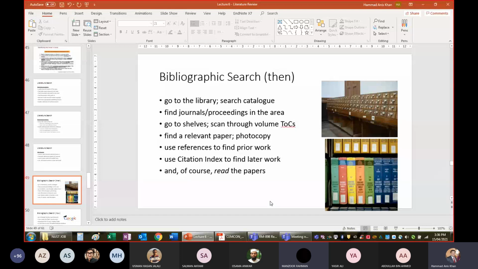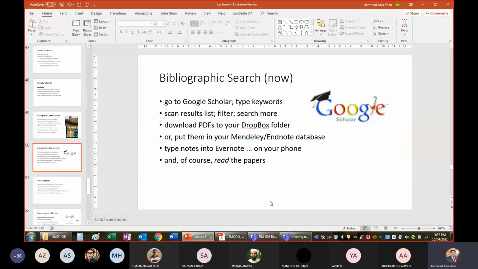So generally in the past, how did bibliographic search happen? People used to go into the library, find journals and proceedings, go onto the shelves, scan the volumes and tables of contents, find the paper or book related to them, and then photocopy it. They used the references to find prior work, and the citation index to find later work, and of course read the paper. So previously the literature review was a very hectic and difficult task. Now it has become very easy.